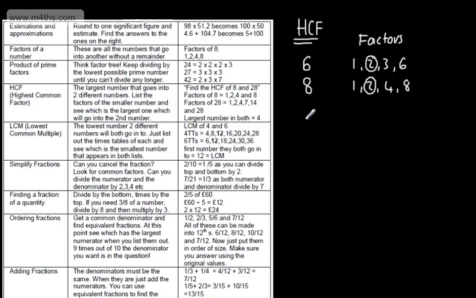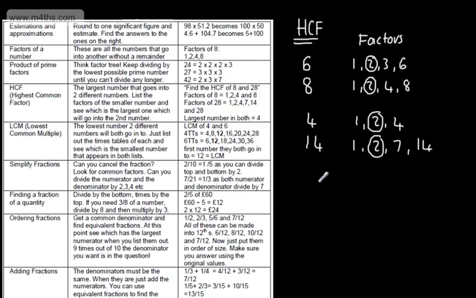So let's go for, we'll change them over. Let's go for 4, and then we will go for 14. If I look at 4, I'm going to have the factors of 1, 2, and 4. The factors of 14 are 1, 2, 7 and 14. So we can see now that, again, the highest common factor is going to be 2. It's the largest number that goes into both of these numbers.